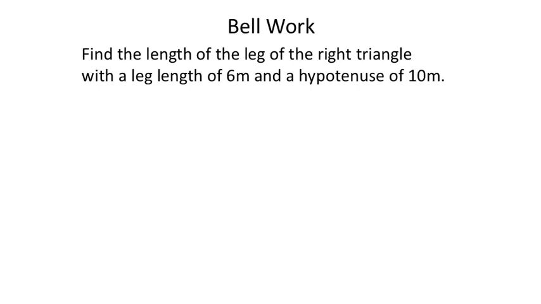Find the length of the leg of a right triangle with a leg length of 6 meters and a hypotenuse of 10 meters. So we are definitely missing a leg there. So that means that we are going to need the Pythagorean theorem. So I've got my Pythagorean theorem right here. And we'll just apply the values that they gave us.